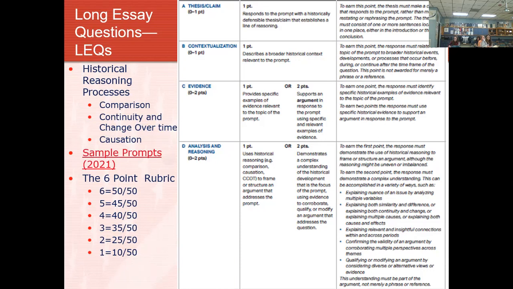Honestly, if you're doing that essay and you throw in the Compromise of 1850 and the Kansas-Nebraska Act, there's our two pieces of evidence. You pretty much have it. This next part, though, is where it gets tricky. Supports an argument in response to the prompt using specific and relevant examples of evidence. So I want to use that evidence, but now I've got to make it into an argument. So I will tell you the best way to make an argument in an essay.